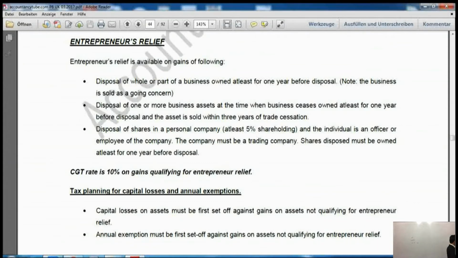The second one says disposal of one or more business assets at the time when the business ceases, owned at least for 1 year before disposal, and the asset is sold within 3 years of the trade cessation. Now, if I do not give it as a going concern, then I can give the pieces. I can sell it on a piecemeal basis.